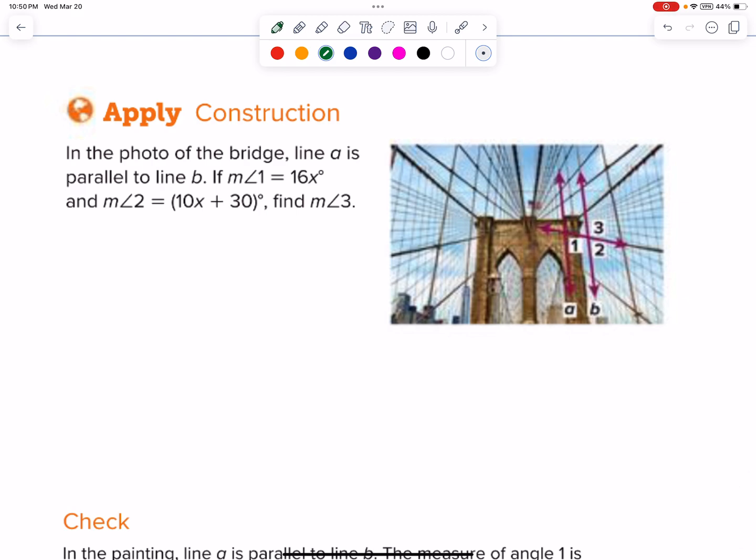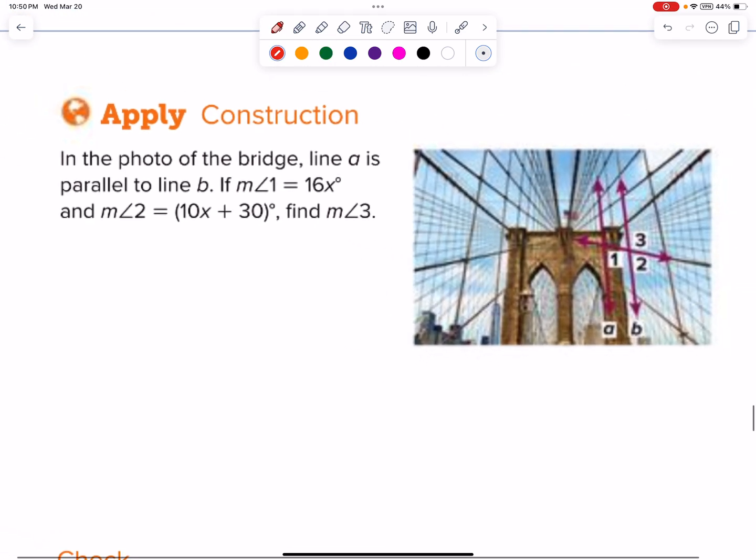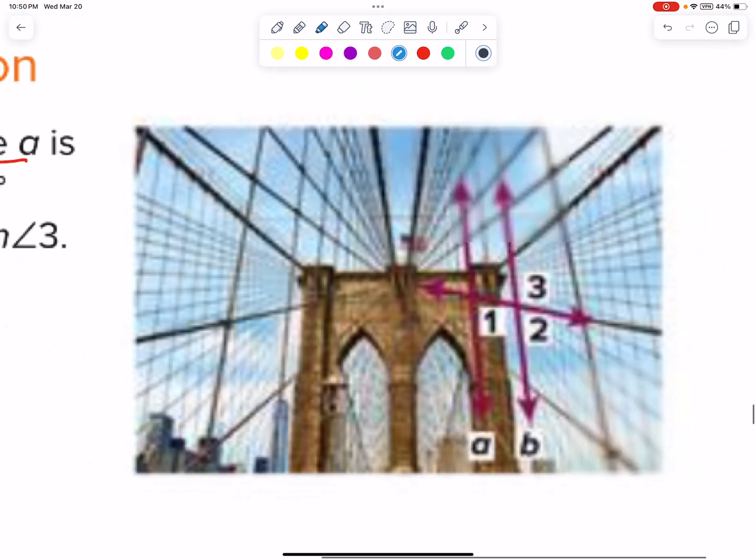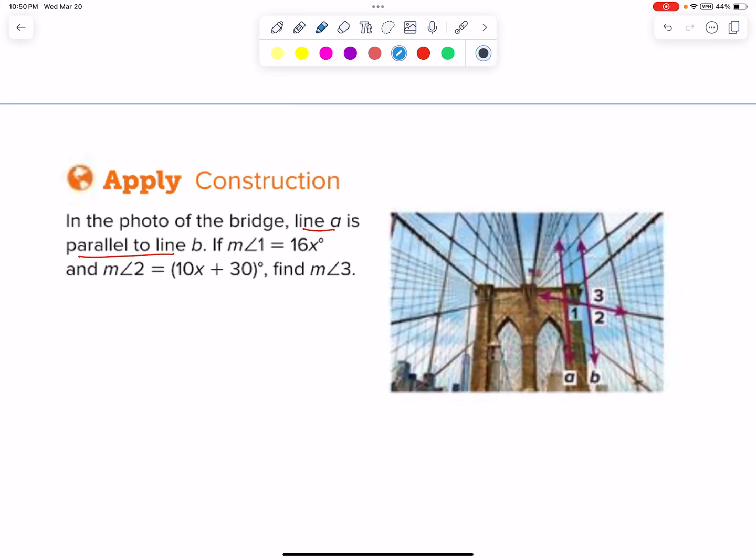All right, let's check out this one. The only difference is we have some expressions with variables built in. Otherwise, it's the same idea. So let's do our apply work here. Step one is identifying some things, like line A is parallel to line B. That means we can pay attention to our alternate interior, exterior, things like that. So I'm going to highlight my interior, which is right there.